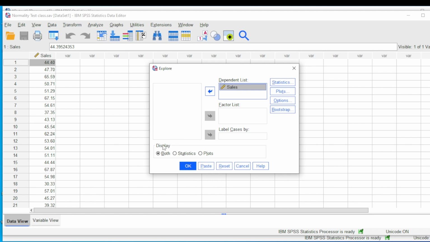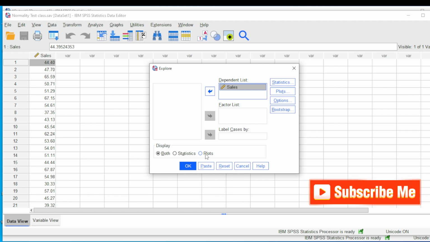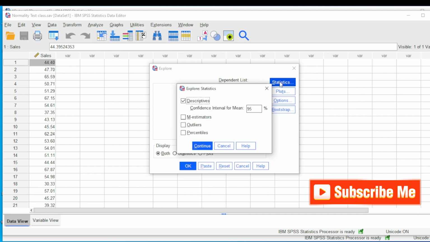If you look at this display, you will see you have both here. You have statistics, you have plots. If you want your output to come out in both plot and statistics, you pick both. The statistics there are the skewness, kurtosis, Kolmogorov, etc. The plots for testing the normality are the histogram and the QQ plot. So I want the two, so I'll pick both. Let's check the statistics. We didn't need this.